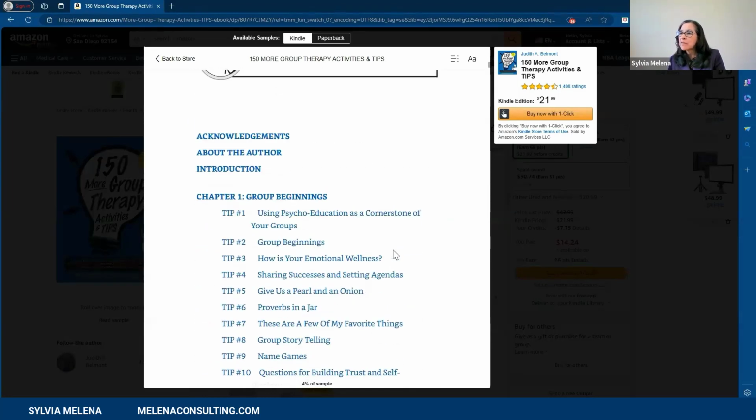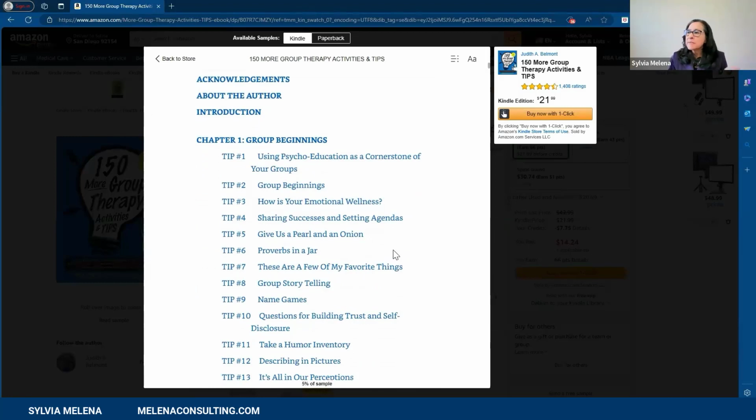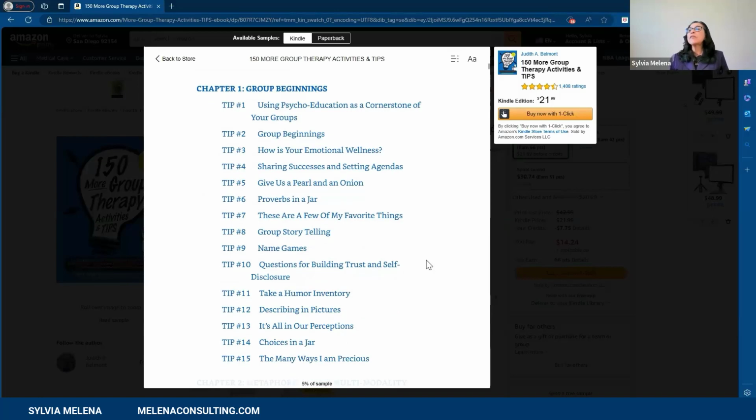Moving on to the table of contents. So of course, your acknowledgments, about the author, and the introduction, and then we start with your chapters. Now, the way she did it is she has a chapter that is a topic, let's say chapter 1, group beginnings, how to start your groups. And then she says tip 1, tip 2, tip 3.